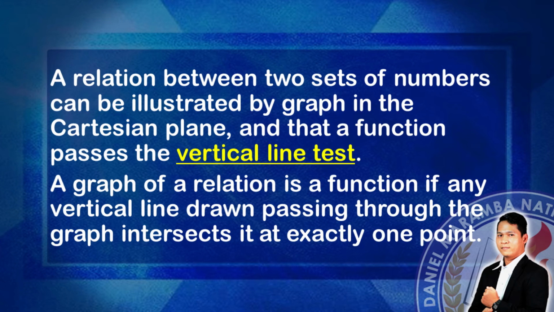A graph of a relation is a function if any vertical line drawn passing through the graph intersects it at exactly one point. So, malinaw na dapat iisa lang na bahagi ng graph ang tatamaan ng vertical line. Kahit saan natin ilagay sa graph yung vertical line, kailangan isa lang ang tatamaan nito doon sa graph.